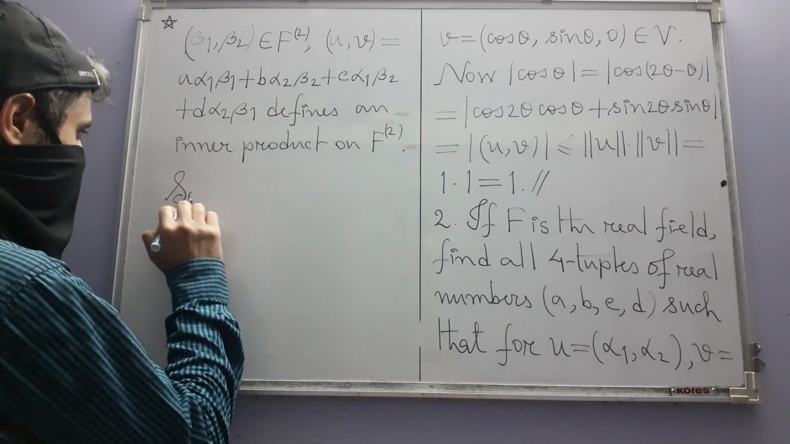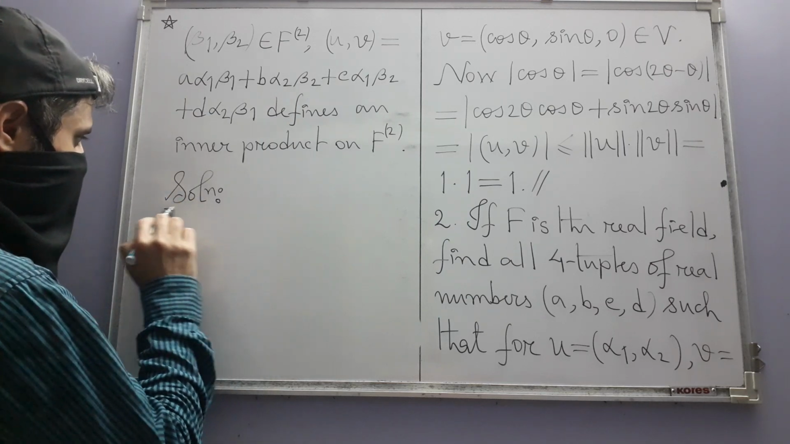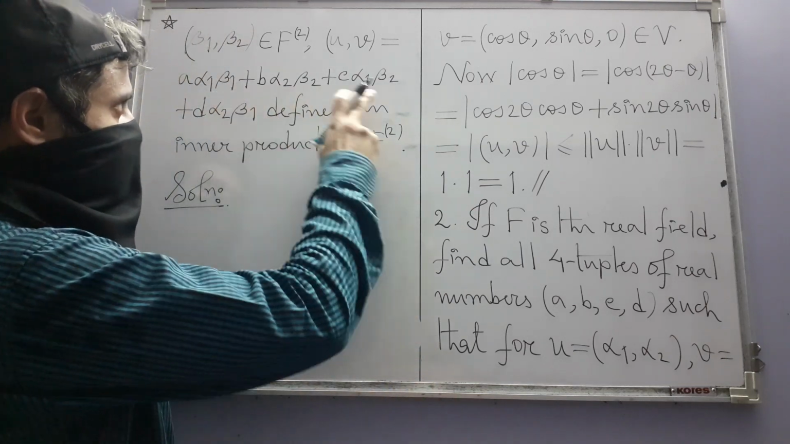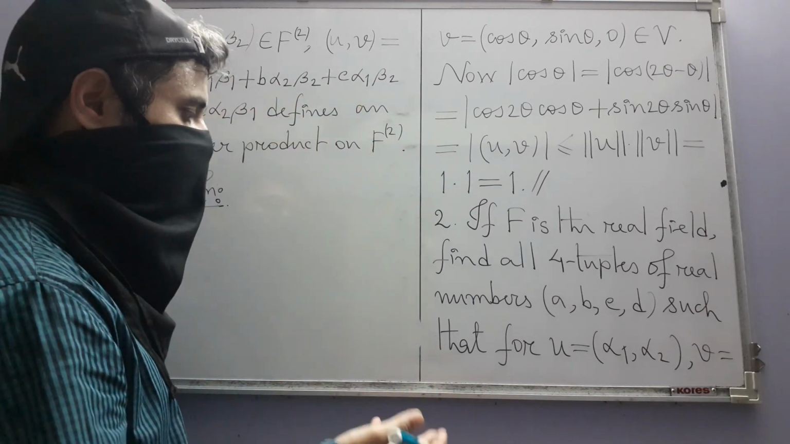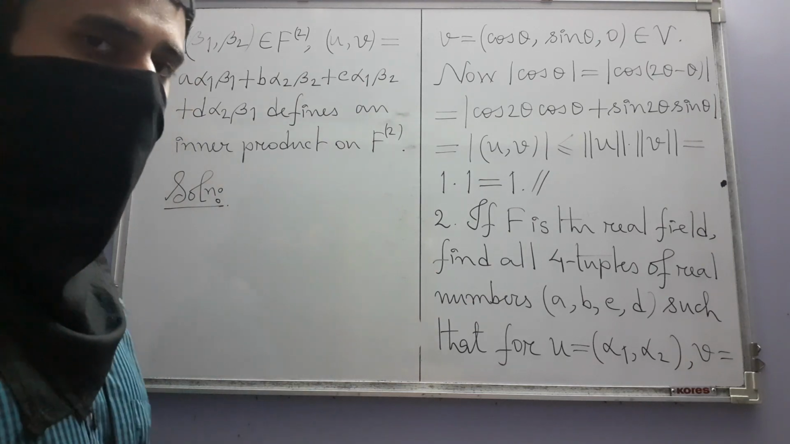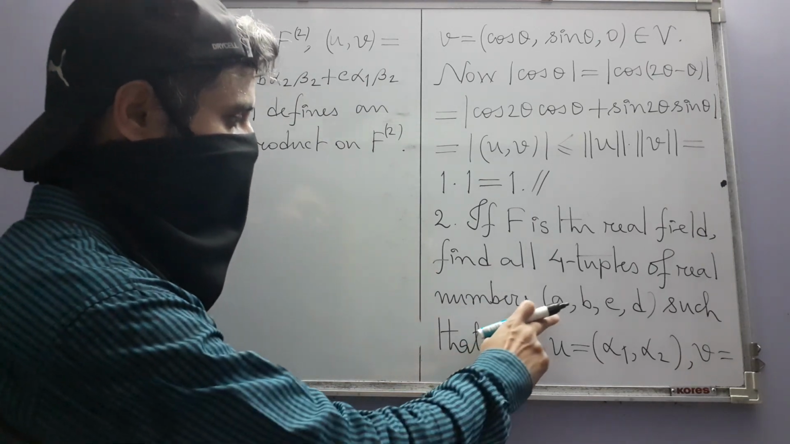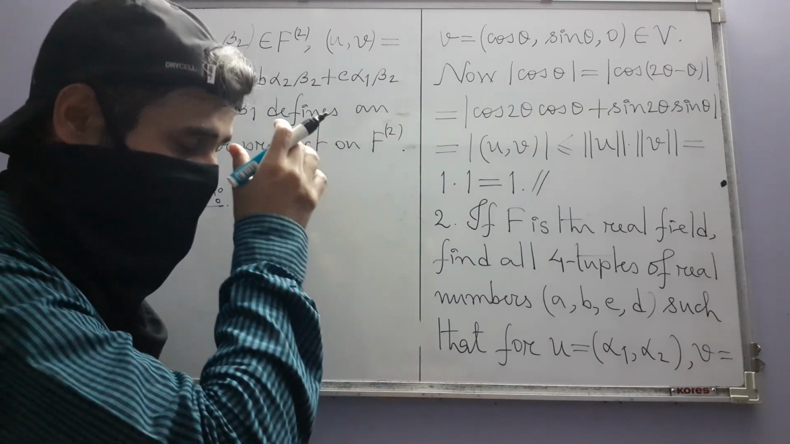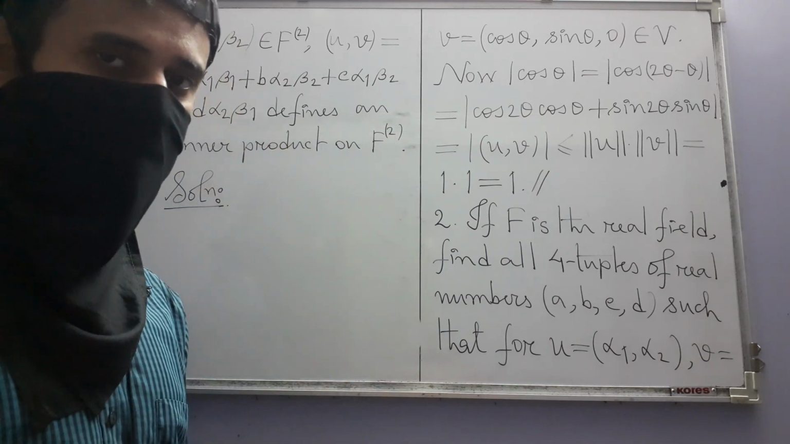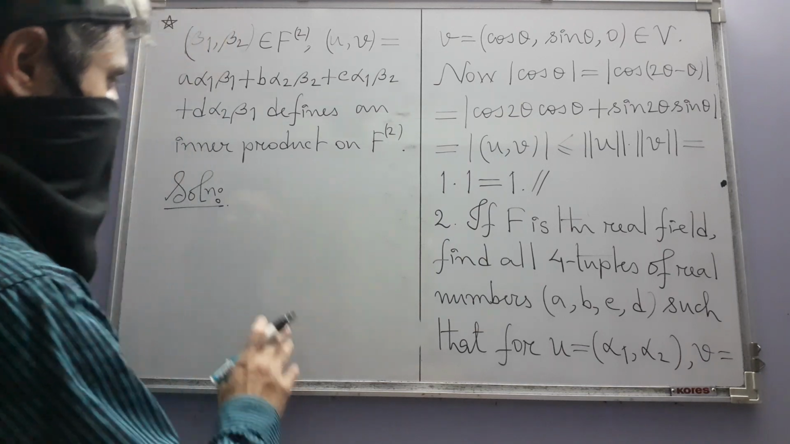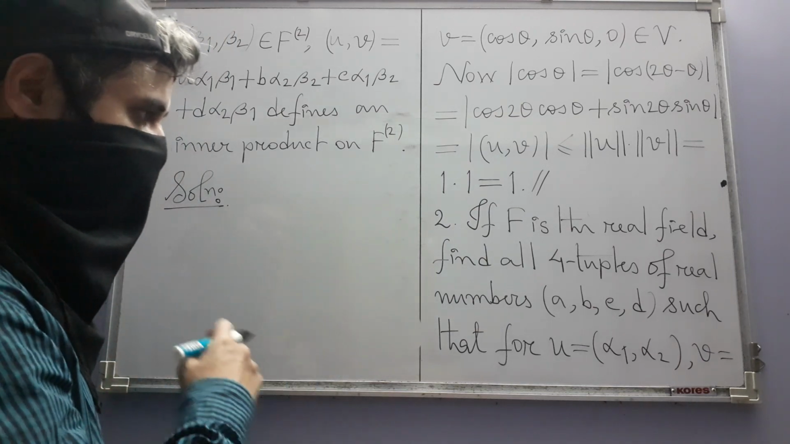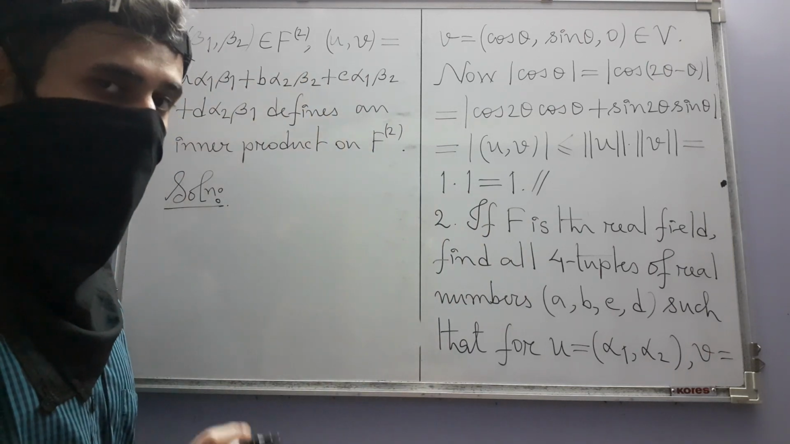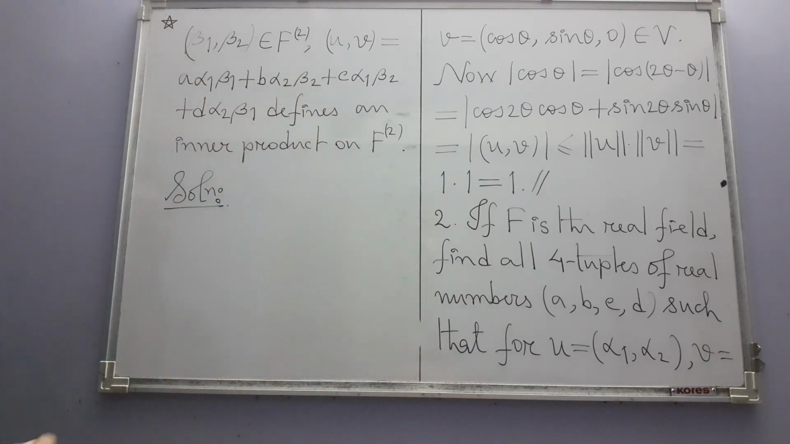So let's see what we can do. Our plan is to first of all assume that this is an inner product, and then we will try to see what restrictions we get on this A, B, C and D. From that we will try to guess what the A, B, C and D can be. Okay, and then we will have to show that for such A, B, C and D, actually this becomes an inner product. Okay, so that's our plan. So let's see how it goes.